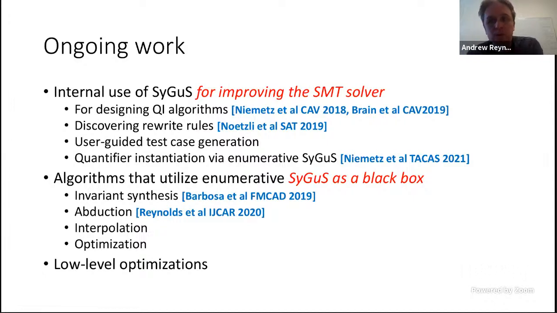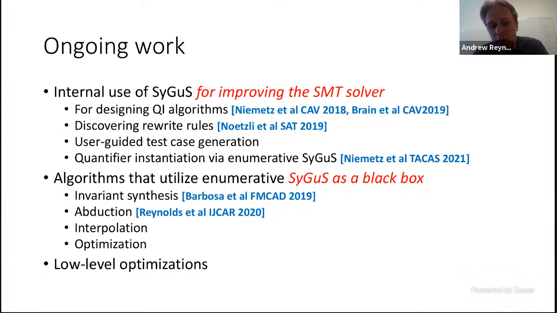Discovering new rewrite rules, you can use SyGuS to do that. Test case generation is another obvious application of SyGuS that we've taken advantage of. Another big research area is taking enumerative SyGuS and applying it the other way, to use as an instantiation strategy for first-order formulas. We have a paper about that.